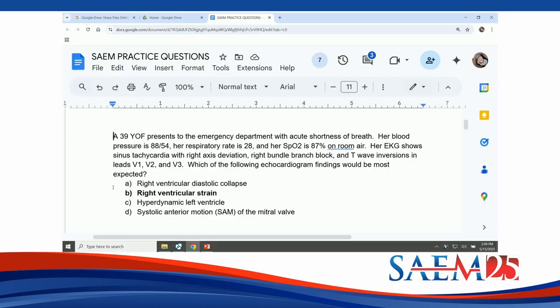I guess I would take a bigger step back though. Do we really want to test students on the echo findings? Is that the thing that we're testing? Maybe we take this step and just throw away the echo, or we give them, the echocardiogram shows right ventricular strain. Okay, super. Now what do we want to do?